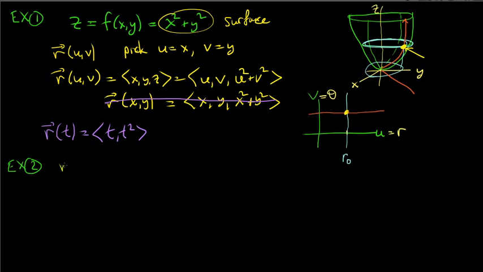Right. So we're thinking about this in terms of r and theta. We know what x is, right? X is just r cosine theta. Y is r sine theta. And now we just have to find z, right? What's z going to be?